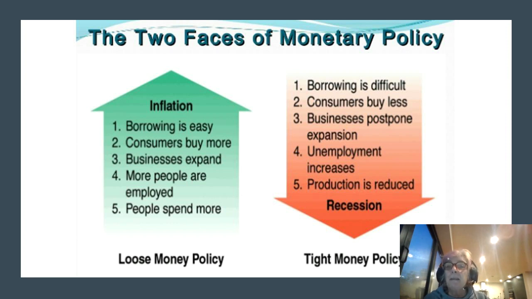Inflation will go up. On the other hand, if we've got tight monetary policy, the key feature is that the government might make it very difficult for both consumers and businesses to borrow. They might have lots of rules and regulations about how banks lend money, and the interest rate might be high, so it puts people off borrowing money. The result is that consumers buy less, businesses put off their expansion, therefore unemployment starts to increase a bit and production is reduced, and the economy begins to slow and contract.